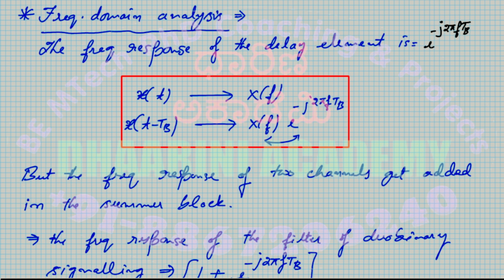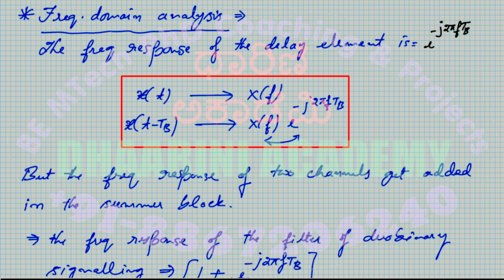So inside the red, you can see what property is being used. This is called the time shift property of the Fourier representation. x of t has some x of f. If you shift this by providing a delay of TB units, you get x of t minus TB. So the result becomes x of f e to the power minus j 2 pi f TB. So that is the equation.